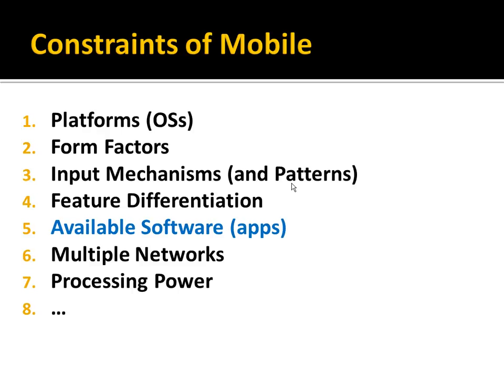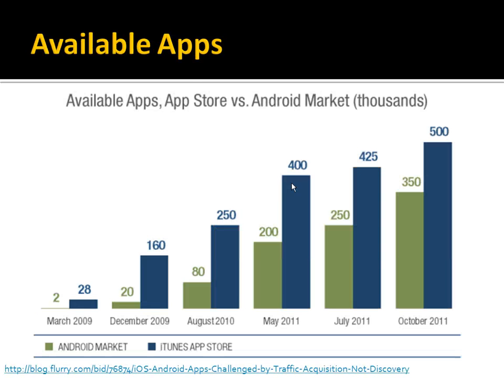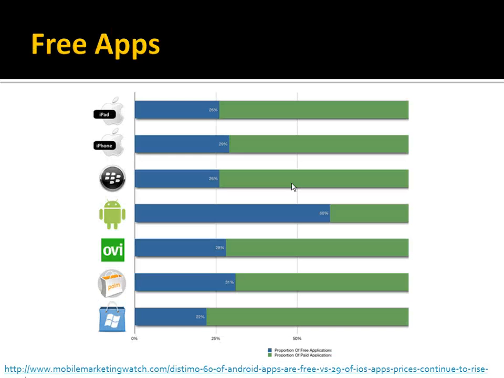Now, when it comes to available software, this is what most people interact with. They interact with the applications that are on their devices. Now, this particular chart says as of October 2011 that there are 500,000 applications on the iTunes Store, and Android Market has 350,000 applications. But I'm not exactly sure if that is correct, because I've heard that they're a little bit more balanced at this point.